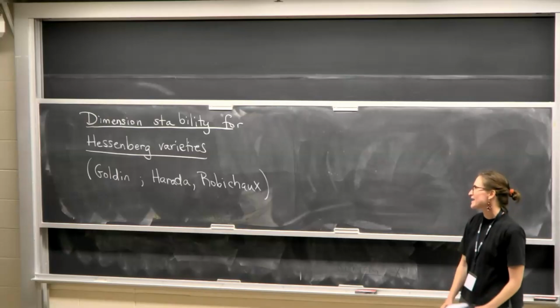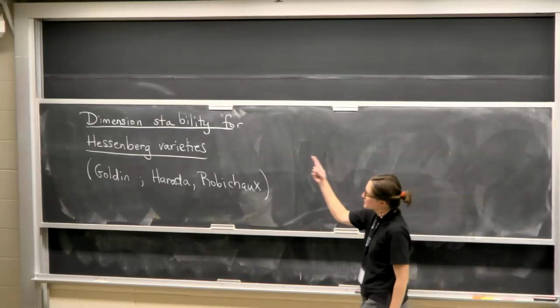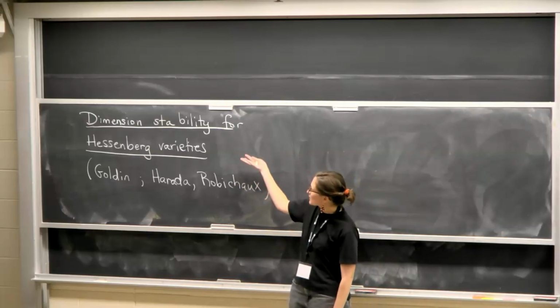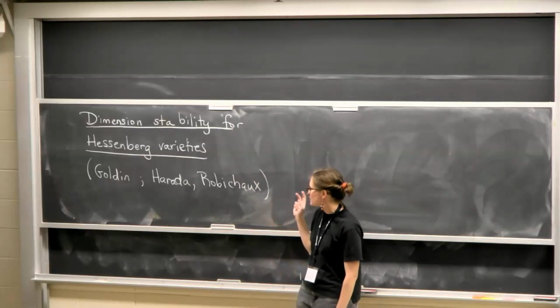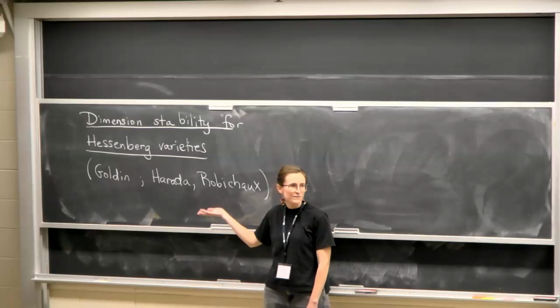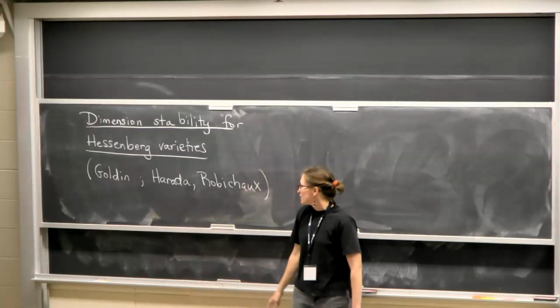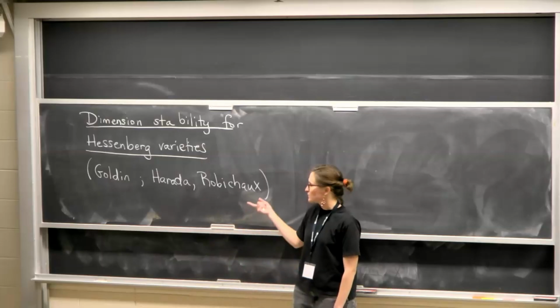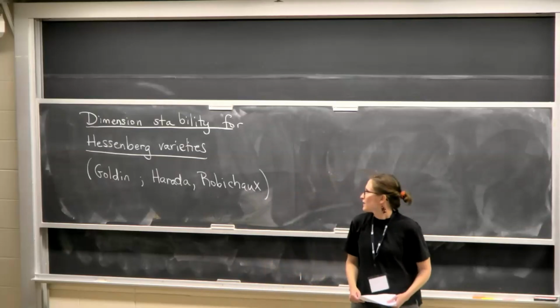So today, well, I'm Martha Precup. David said it, I'll say it again. I forgot to put my own name here, but today I'm talking about dimension stability for Hessenberg varieties. And some of the theorems in this talk and a lot of the work in this talk is informed by collaborations, both with Rebecca Goldin and Megumi Harada and Colleen Robichaux, who spoke earlier yesterday, in fact.